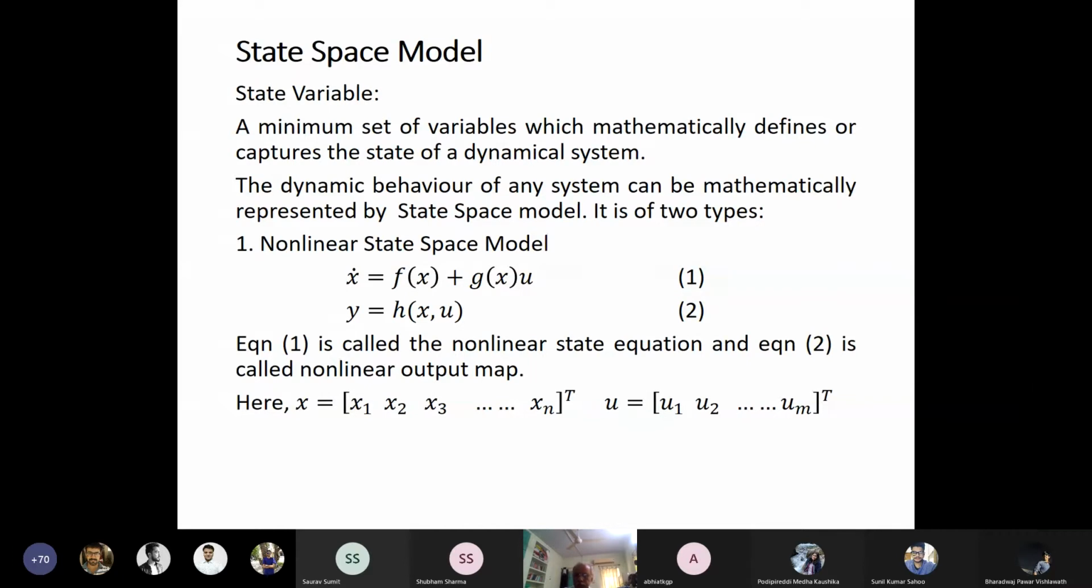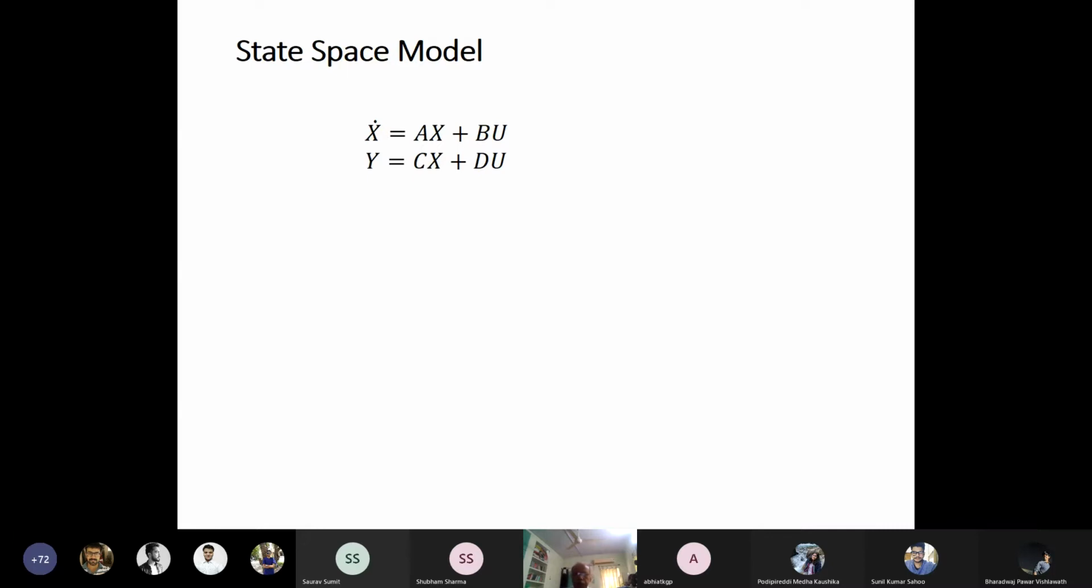The second representation of state space model is the linear state space model. Here, y can be a number of outputs. In the case of linear state space model, we can write the equations as x dot is equal to Ax plus Bu and y is equal to Cx plus Du.